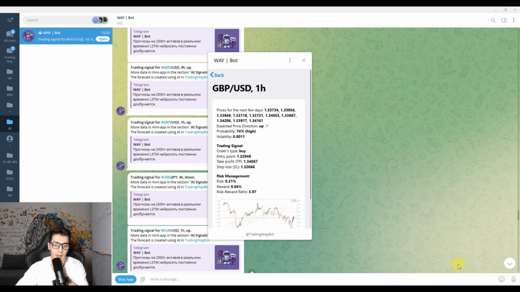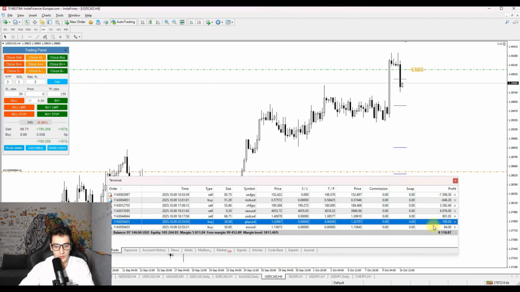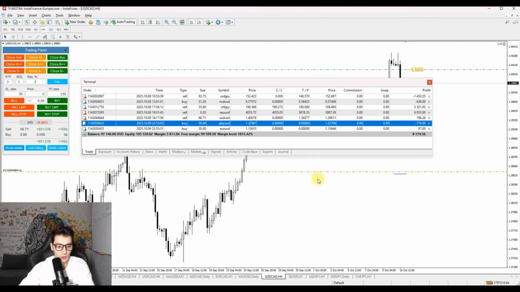I also like that, like upwards, that the probability of it working out is 74% and the risk reward ratio is almost 1 to 4. That's why I considered this trade. At the moment, the trade is at a loss, bringing us a loss of $780. The price didn't follow the scenario right away, but it hasn't reached the take profit yet either. I hope it hasn't hit the stop loss yet.